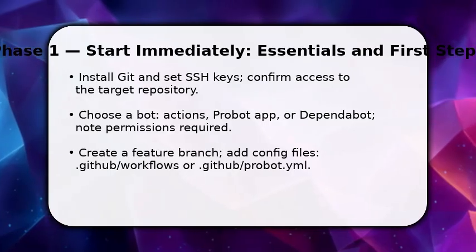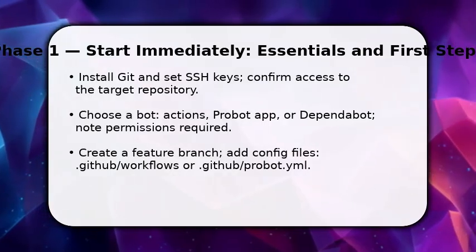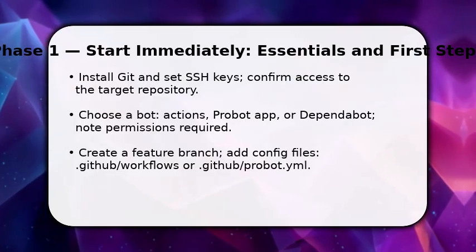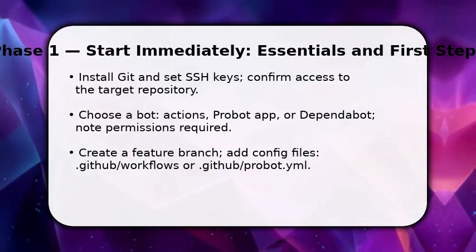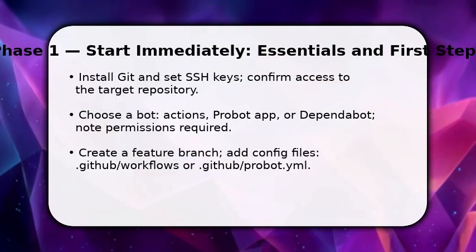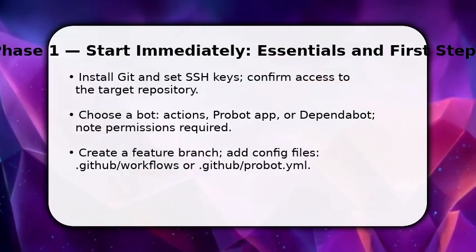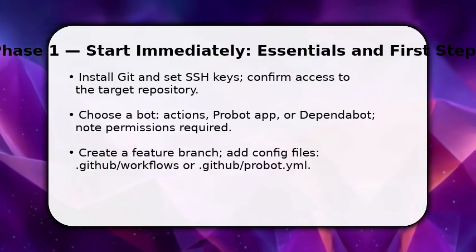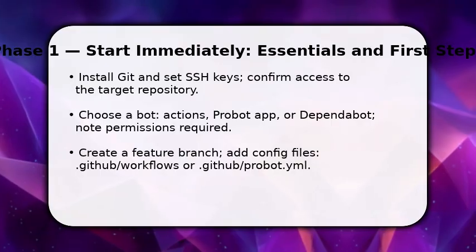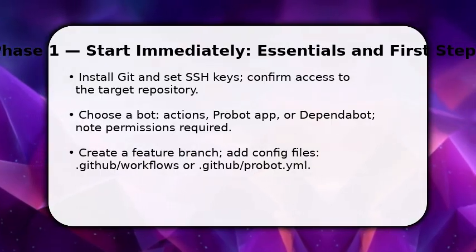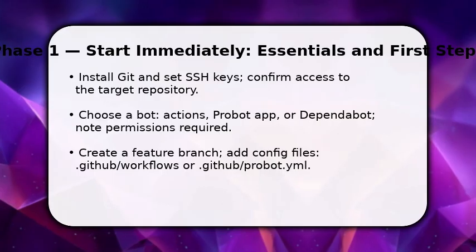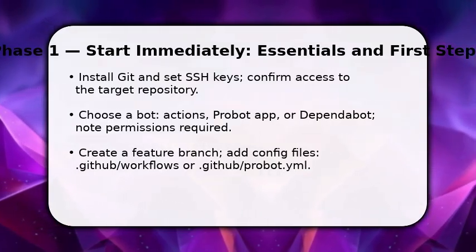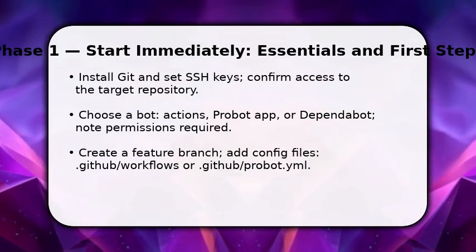You already have the basics. Now start. First, make sure your repo access is working and SSH keys are configured. Then pick the bot type you need: GitHub Actions for CI, Probot for app logic, or Dependabot for dependencies, and grant only necessary permissions. Once chosen, create a feature branch and add the bot configuration file under .github. Commit a minimal workflow or app manifest so you have a concrete change to test. This accelerates feedback and avoids guessing.